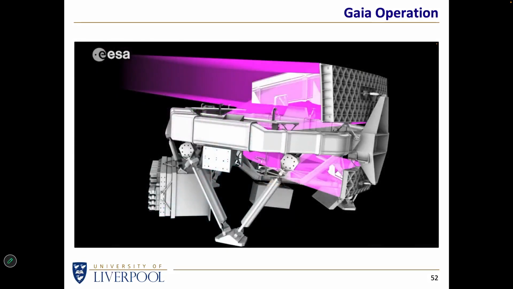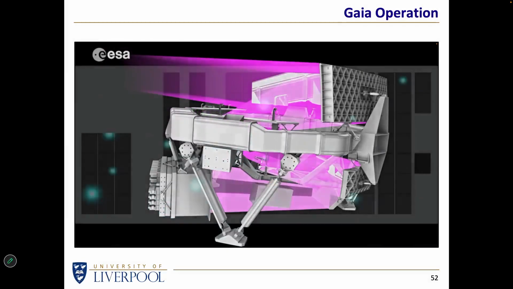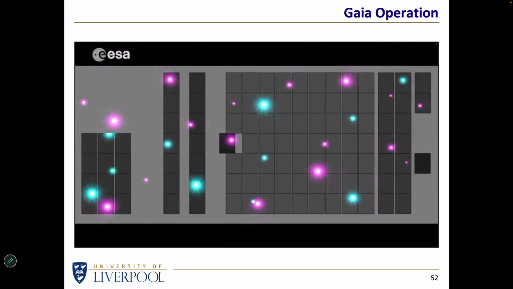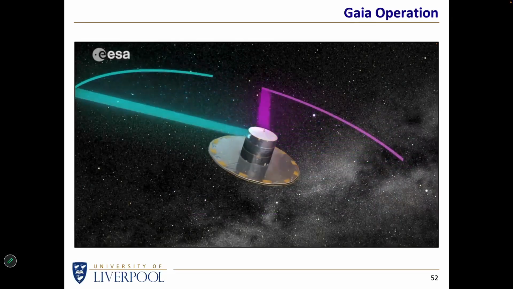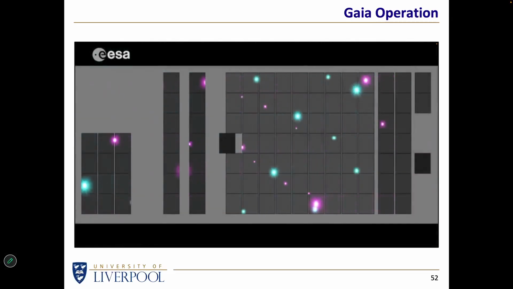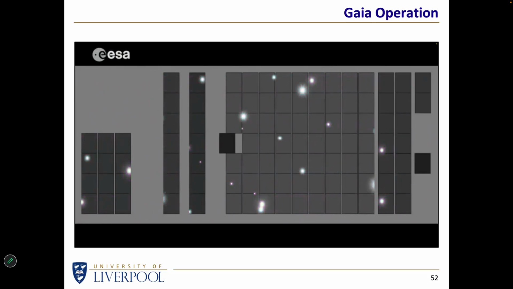Simultaneously, telescope 2 is looking at a different patch of sky. That gives us the magenta stars, and they hit the same detector, but now Sky Mapper 2 tells us these are the stars that came from telescope number 2, and they drift across.